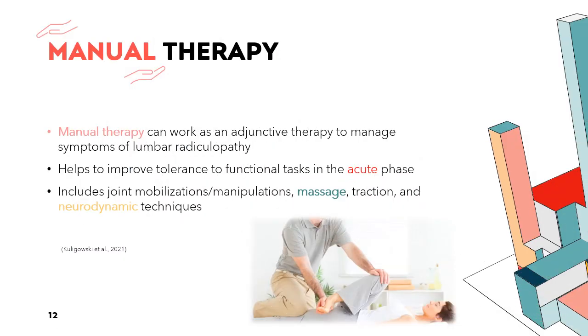Manual therapy is not a primary intervention. It is especially helpful to manage pain symptoms during the acute phase of lumbar radiculopathy. Manual therapy can include joint manipulations or mobilizations, traction, massage, or neurodynamic techniques.